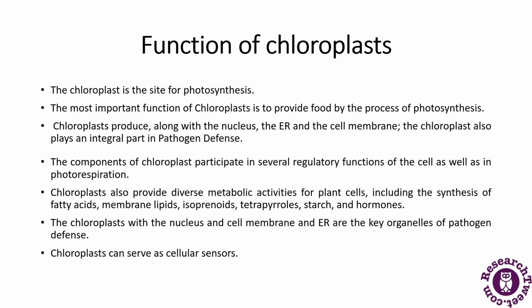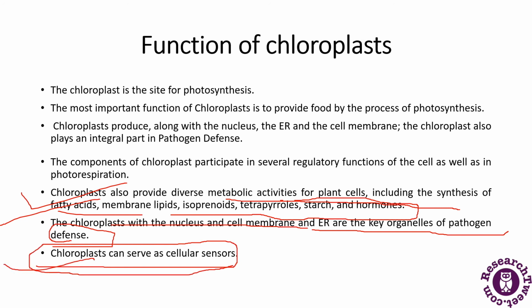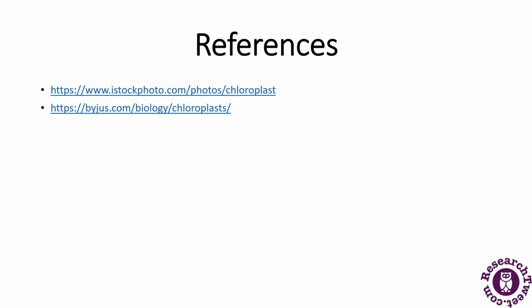Chloroplasts also provide diverse metabolic activities for plant cells, including the synthesis of fatty acids, membrane lipids, isoprenoids, tetrapyrrole, starch, and hormones. So they play very diverse metabolic roles in plant cells. The chloroplast, with the nucleus, the cell membrane and the ER, are the key organelles of pathogen defense. And chloroplasts can serve as cellular sensors.